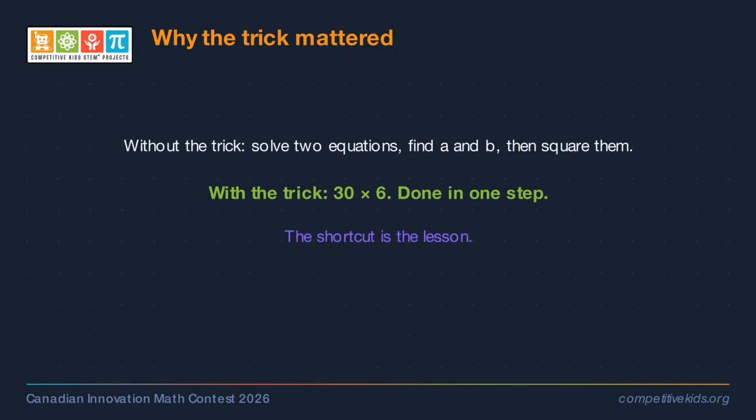Look how much work the trick saved. Without it, you would solve 2 equations to find A and B. Then you would square each, then subtract. That is at least 4 steps. With the trick, the answer was 30 times 6, 1 step.